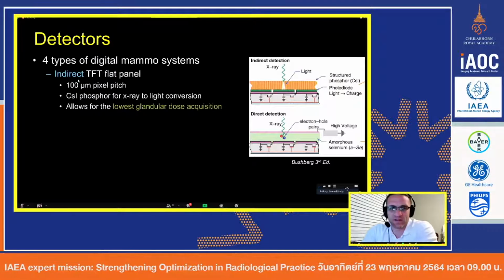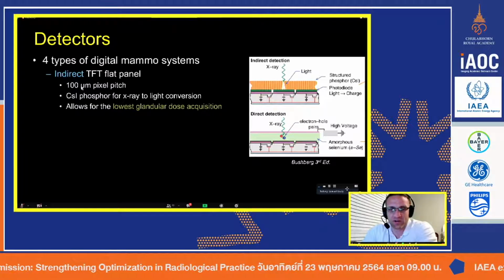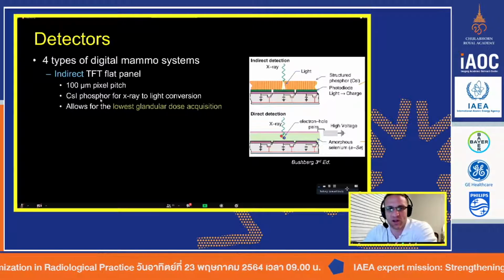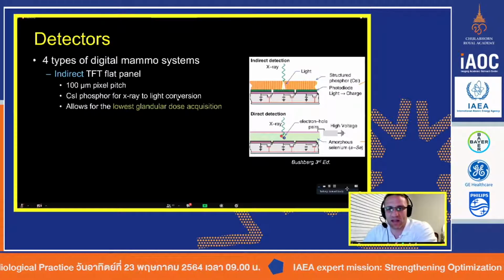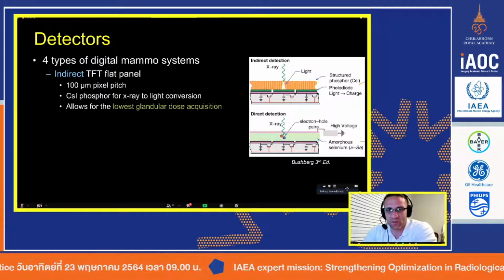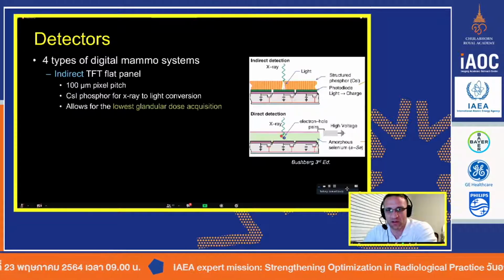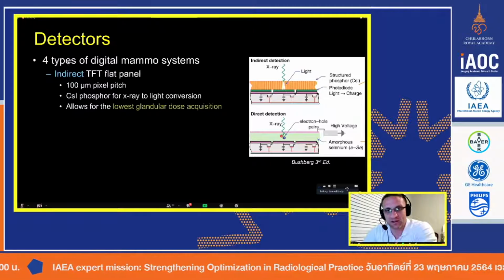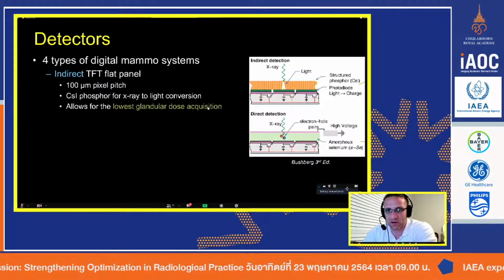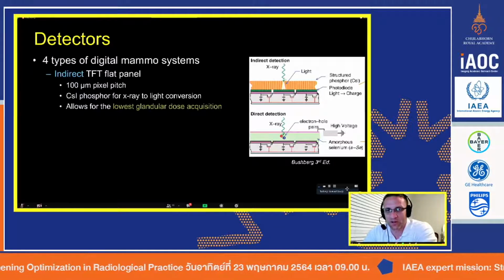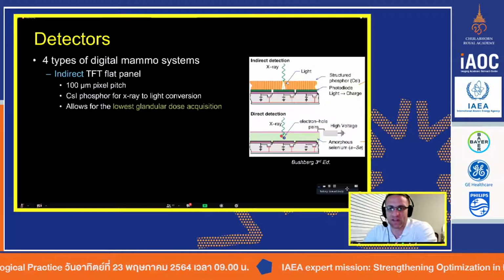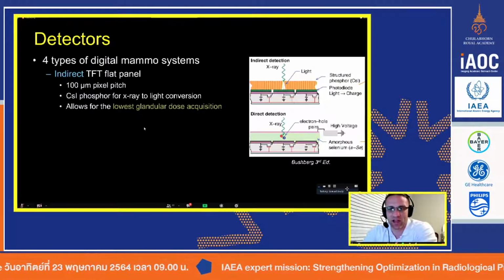These systems typically have a really good spatial resolution. They have a high 100 micron pixel pitch, and cesium iodide amplifies. So for every one X-ray photon that comes in, you get hundreds, maybe thousands of light photons. And so because of that, indirect TFT panels are the lowest glandular dose systems on the market. Because for every one X-ray, you get a factor of 10 to 1,000 or even sometimes 10,000 signal out. So it's a great amplification.